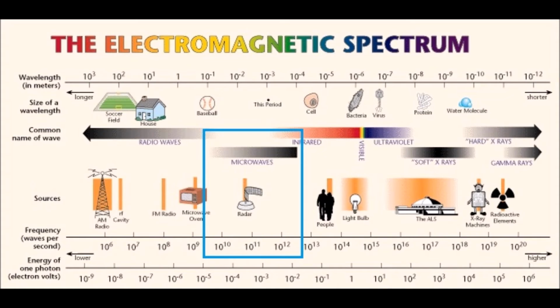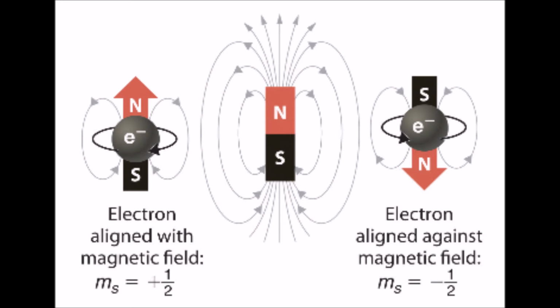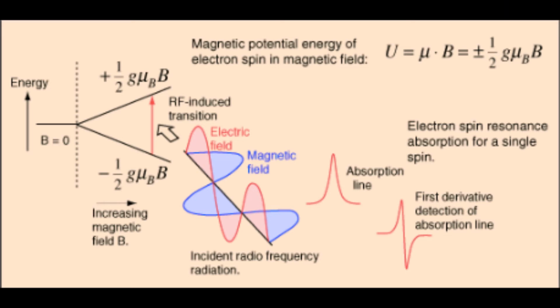The appropriate frequency can cause electrons to transition from one spin state to the other, and the energy associated with these transitions is expressed in terms of the magnetic field, the Bohr magneton constant, and the g factor, a unitless measurement of the intrinsic magnetic moment of the electron. To measure these frequencies, we use an electron spin resonance apparatus.